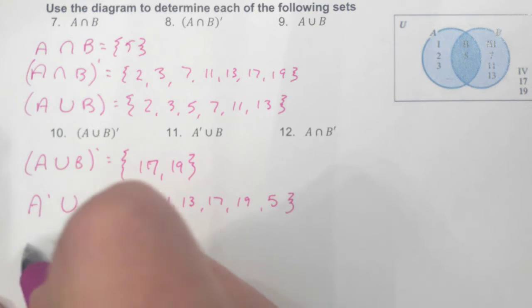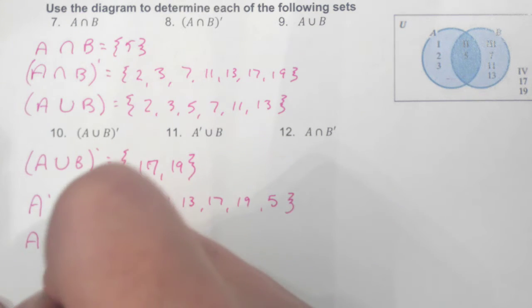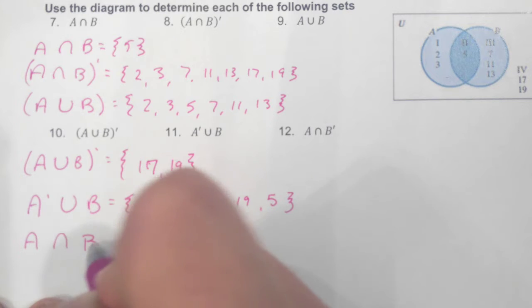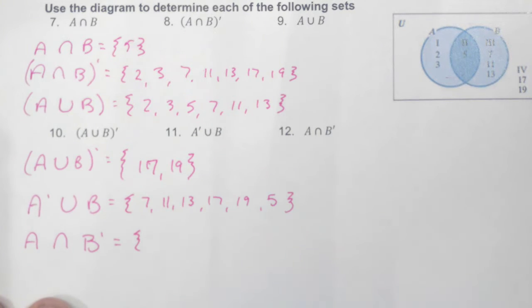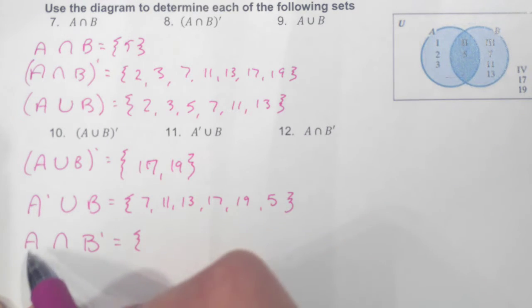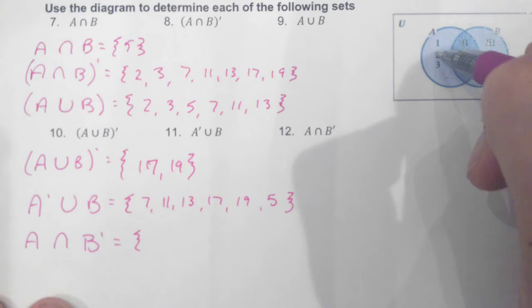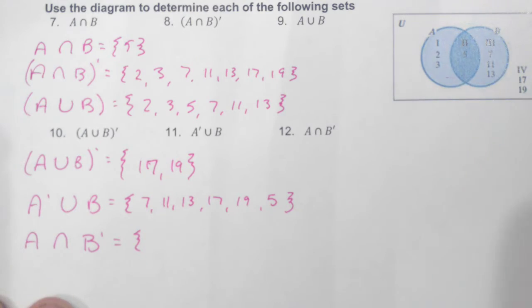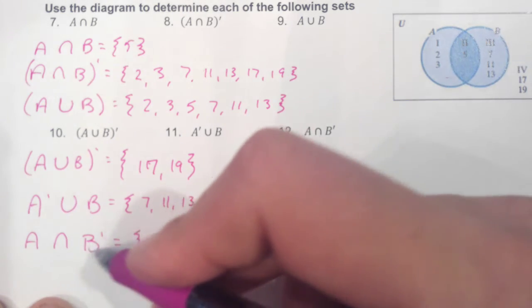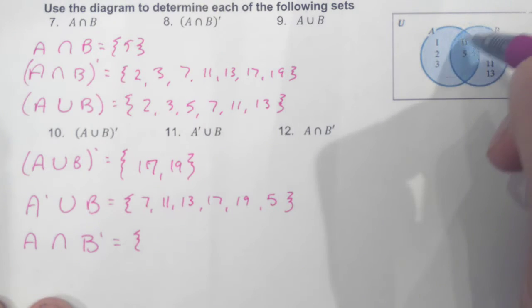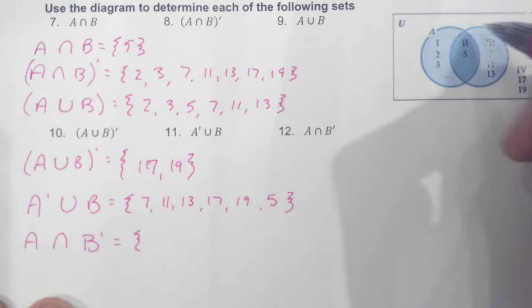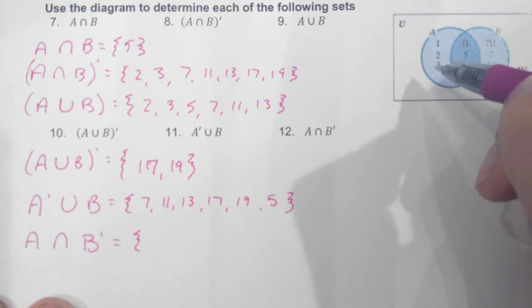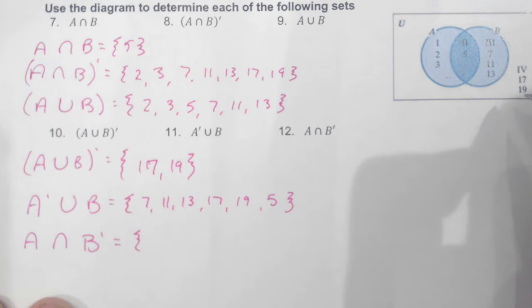Okay, number 12, the intersection of A and the complement of B. Okay, so this one you really have to think about with intersection. So that's intersection, remember, is what's in both of these lists. So what's in A? And A is 2, 3, and 5. And then we're intersecting that with the complement of B. So the things that are not in B, what's not in B? 2, 3, 17, and 19. So what was in both of those lists?